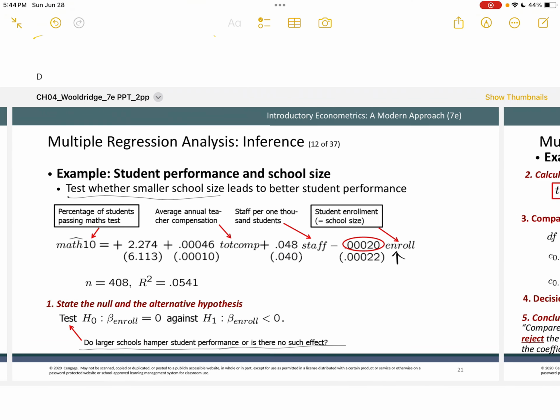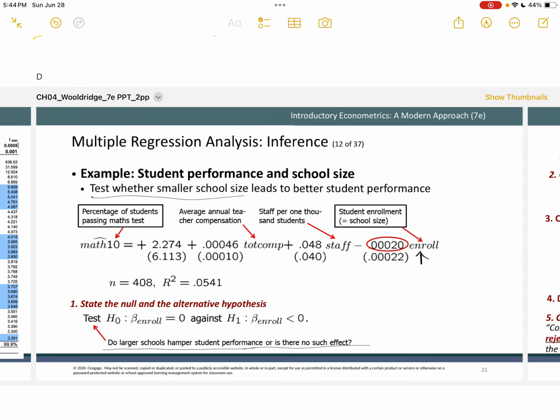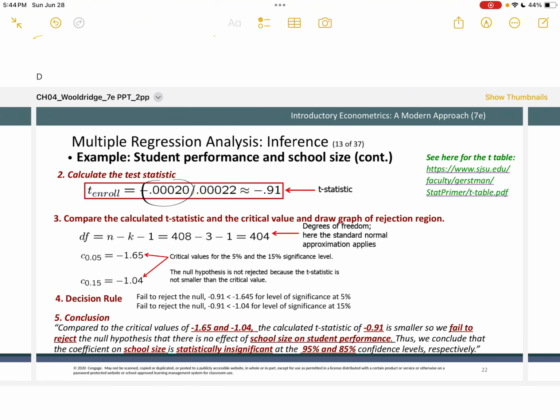Very good. So we calculate the t-test using the estimated coefficient, negative 0.00020, and divide that by 0.00022. And so our t-test is small, negative 0.91. Now, I'm not saying it's small because it's negative.